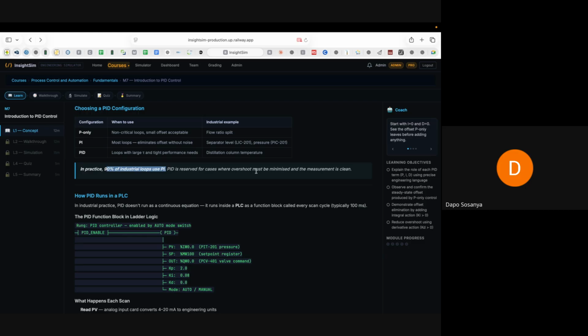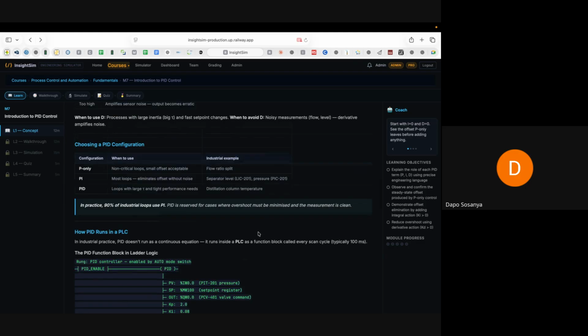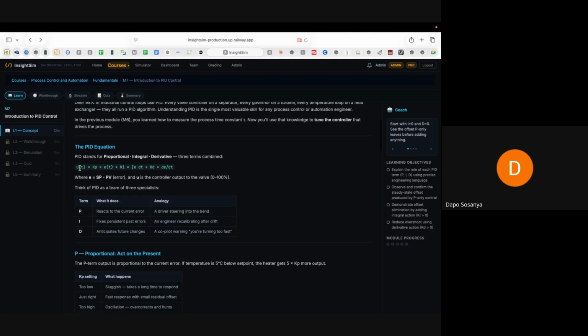So, how PID runs in a PLC. All of these are mathematics, right? All of these are mathematics. If you write code, whether using C or Python, can you just give me a thumbs up here? Okay. Interesting. Nice.